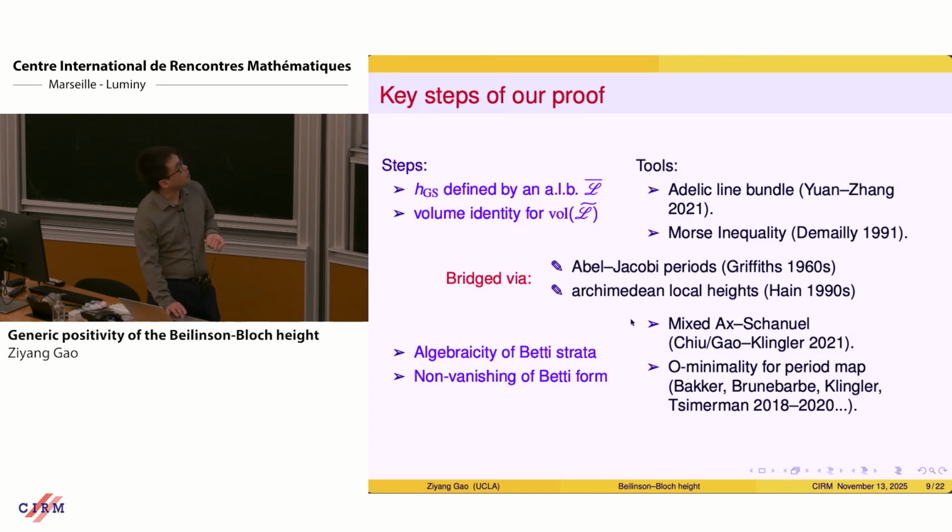To link between them, we need to do some Abel-Jacobi periods, and it relies heavily on Hain's works in the 90s on the Archimedean local heights. So we use Hodge theory to study Archimedean local heights, Hain's result.